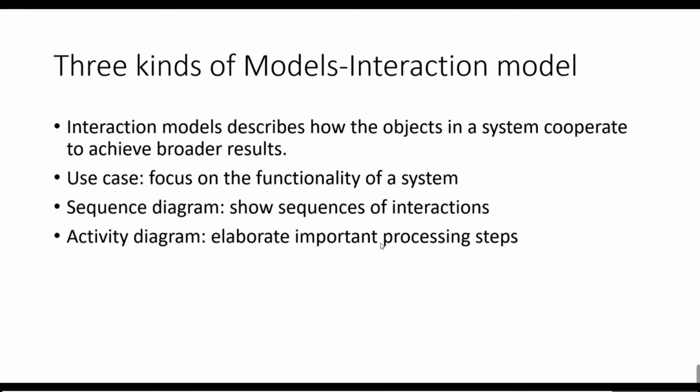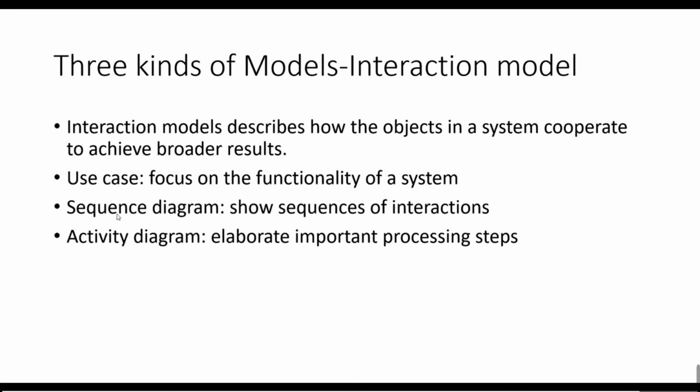And the third is the interaction model. Actually, for the interaction model, there are different kinds of diagrams. The interaction models describe how the objects in a system cooperate to achieve broader results. It means the interaction model describes the interactions between or among objects. For example, the use case is a kind of interaction model. It focuses on the functionality of a system.